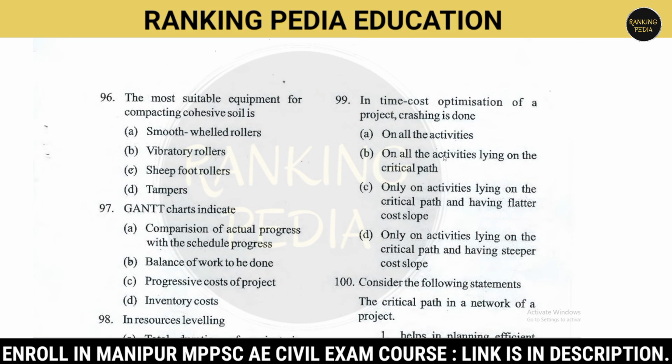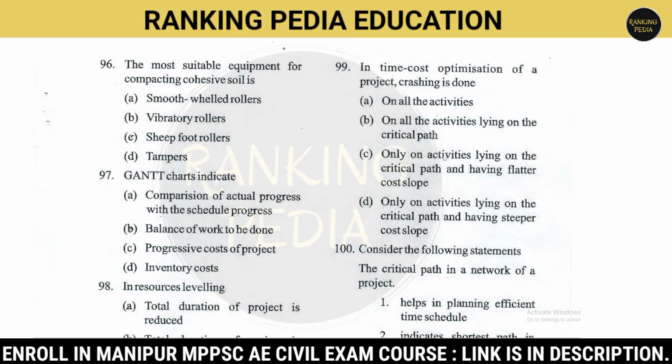Next question is question number 96. The most suitable equipment for compacting cohesive soil. For compacting cohesive soil, the suitable equipment is your sheep foot roller. Why sheep foot roller? Because cohesive soil like your clay are best compacted using sheep foot roller, which is also known as your pad foot rollers.